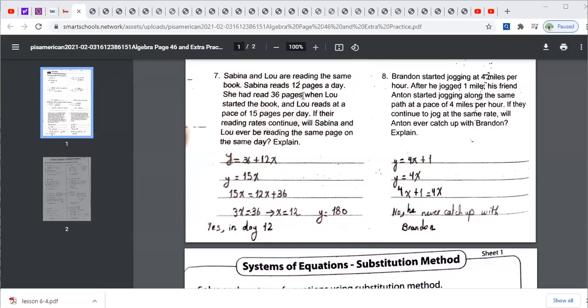Second, look at Lou. Lou reads at a pace of 15 pages per day. Did she finish a part of the book already or not yet?